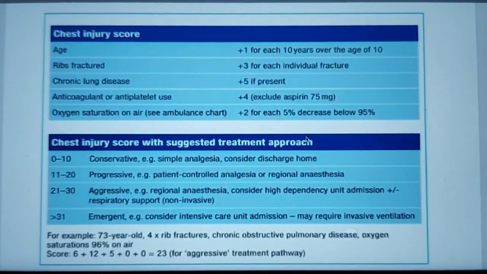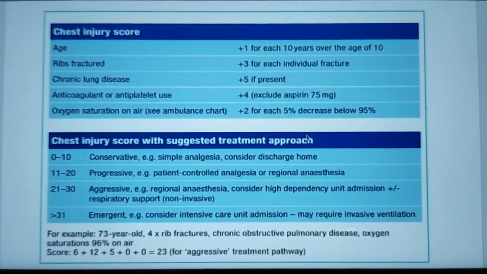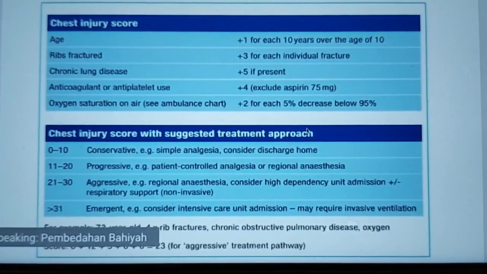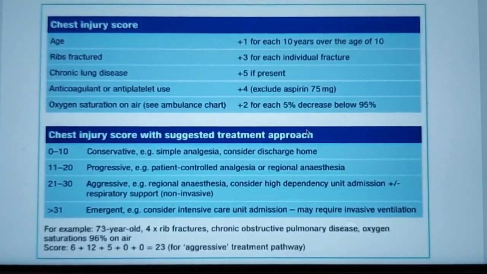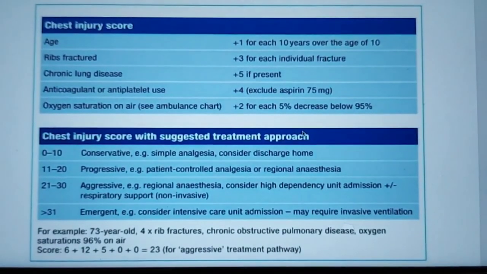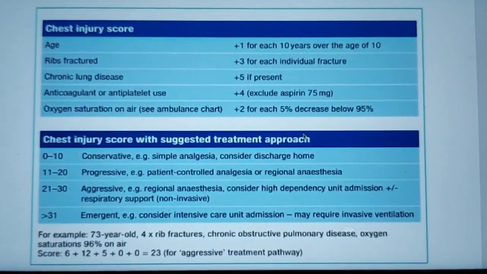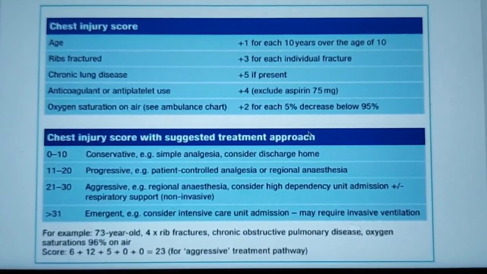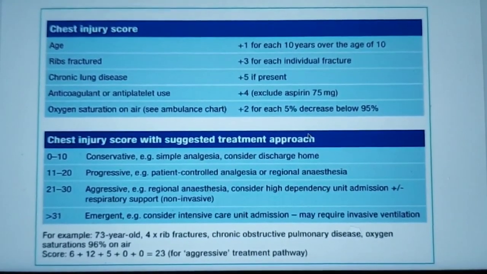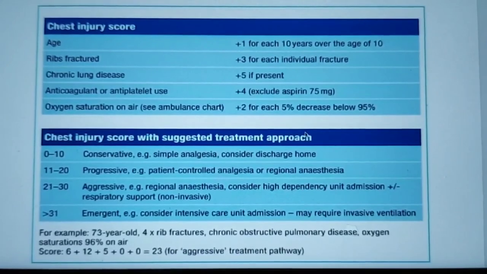The score, okay, this patient is 73 years old, so for age we add 1 point for each 10 years over the age of 10. So the scoring is 6, because more than 10, 20 to 70, so total 6. For rib fractures, 3 points for each individual fracture, so 4 rib fractures times 3, total points is 12. If the patient has chronic lung disease, we add 5. And then this patient is not on any anticoagulant or antiplatelet, so 0 score. And oxygen saturation is good, so 0, so total 23. So by this suggested approach, this patient is on the third line for aggressive management. But this is a guideline, just to make sure we did not miss any management.